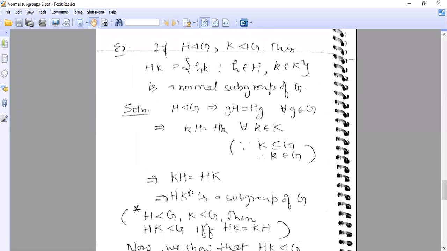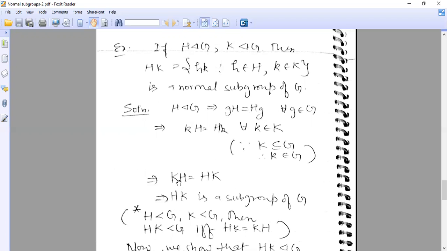So if kH is equal to Hk for all k belongs to K, that means kH is equal to Hk for all k belongs to G, because k belongs to K and K is a subgroup of G. So this k belongs to G also. So if kH is equal to Hk, this implies that HK is a subgroup of G.